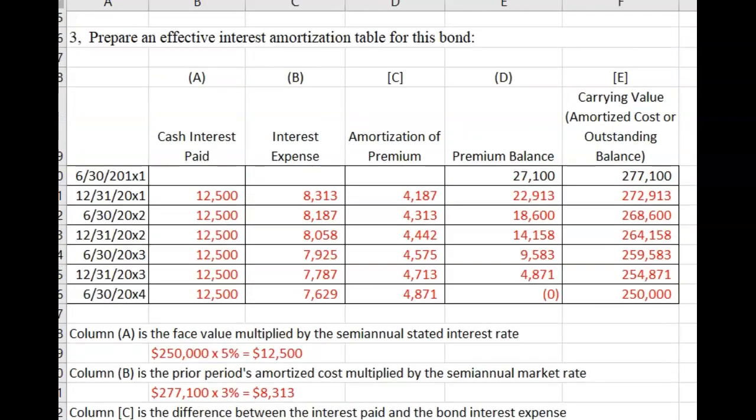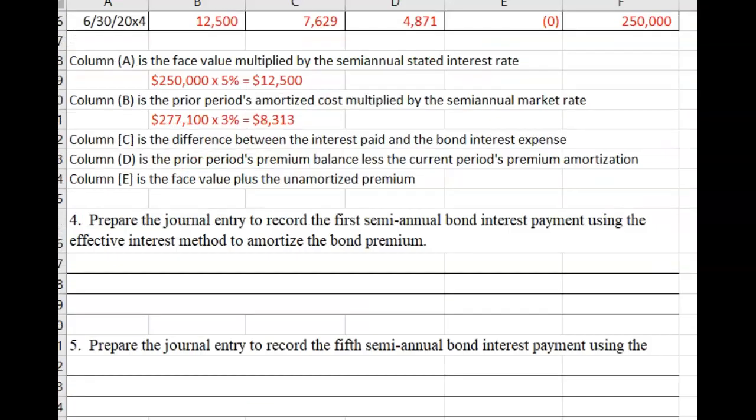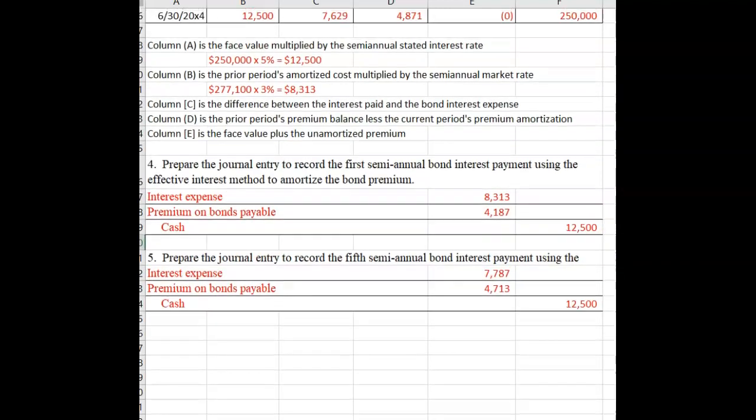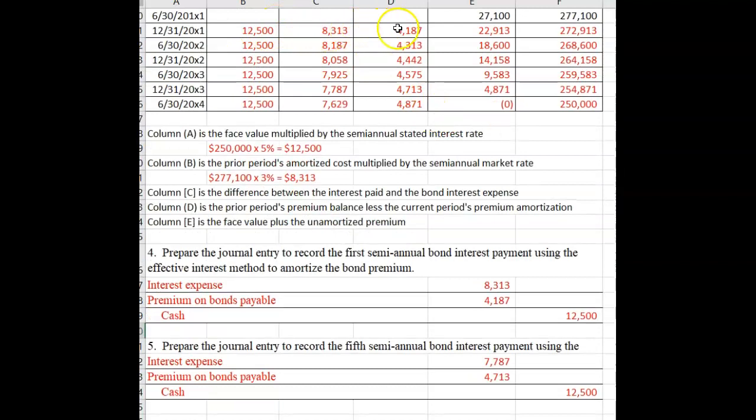So please use this amortization table and write the journal entry for the first semi-annual bond interest payment and the 5th semi-annual bond interest payment. When you're finished, start the video again to check your work. So the journal entries are debit interest expense for the first semi-annual bond interest payment of $8,313, debit premium on bonds payable $4,187, and credit cash $12,500. And those numbers came from right here.